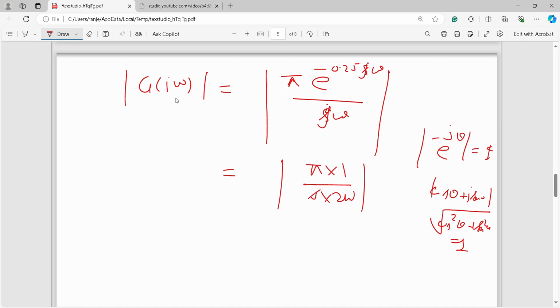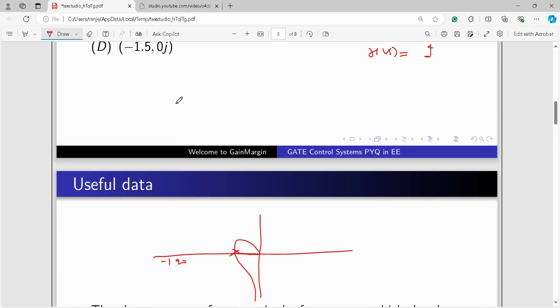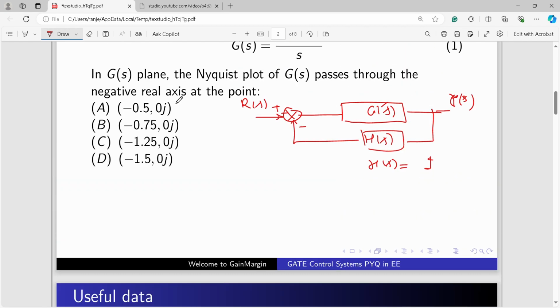So it should be 0.5, 2 pi. It should be 0.5. So our point, because this is the real axis, should be minus 0.5 comma 0j. Okay, so option A is correct.